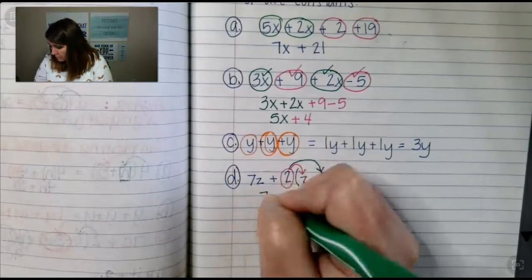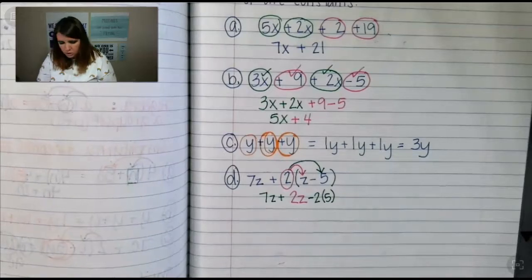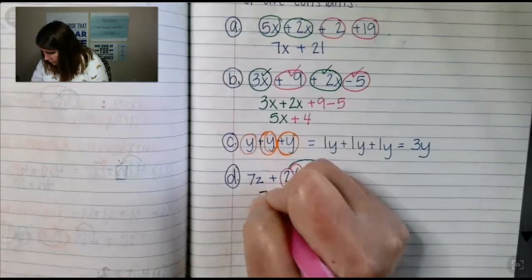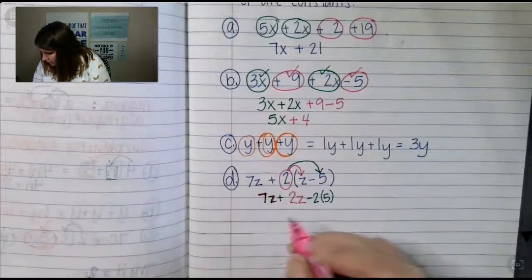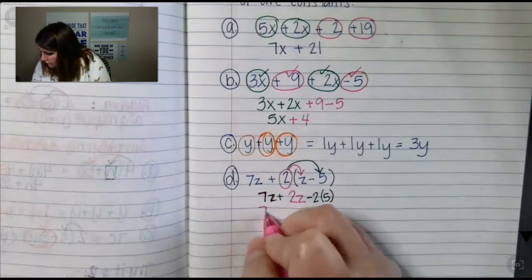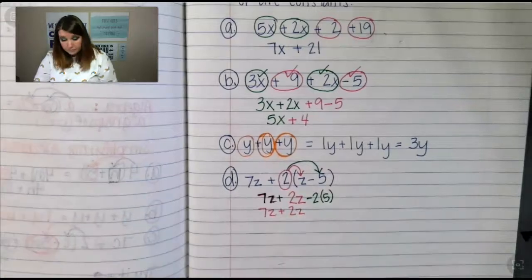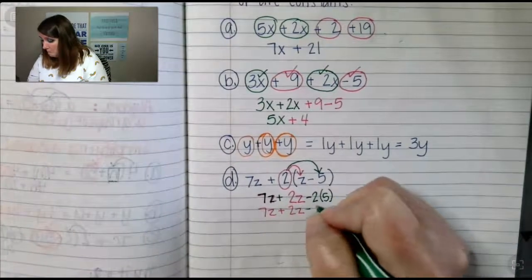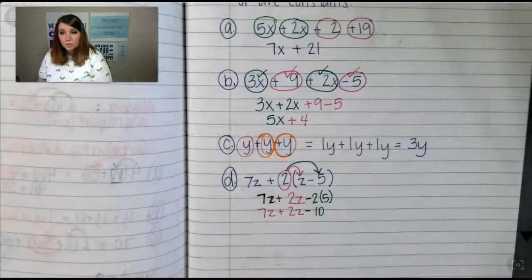Now I'm going to drop down the rest of this problem. I should have written that in pink though. I'll rewrite it in pink. So 7z plus 2z minus 10, because I multiplied those two together.